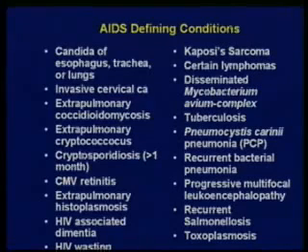CMV (cytomegalovirus) retinitis, extrapulmonary histoplasmosis, a fungal infection, HIV-associated dementia, and there's HIV wasting down here, Kaposi sarcoma, certain lymphomas, disseminated Mycobacterium avium complex, or MAC, tuberculosis, PCP, recurrent bacterial pneumonia, progressive multifocal leukoencephalopathy (PML), recurrent salmonellosis, toxoplasmosis. We're going to talk about some of these in detail.